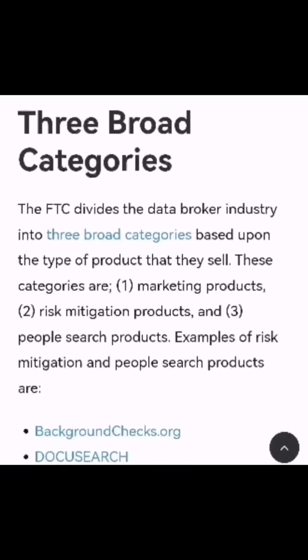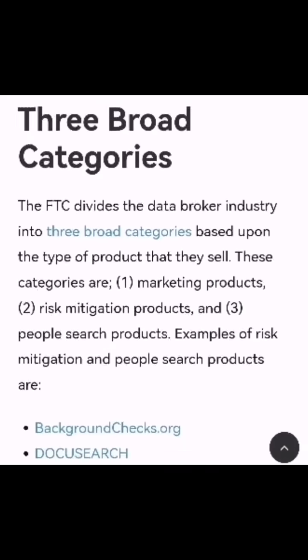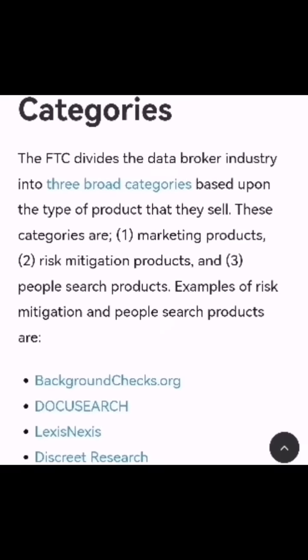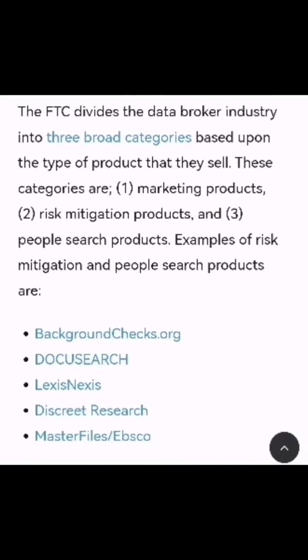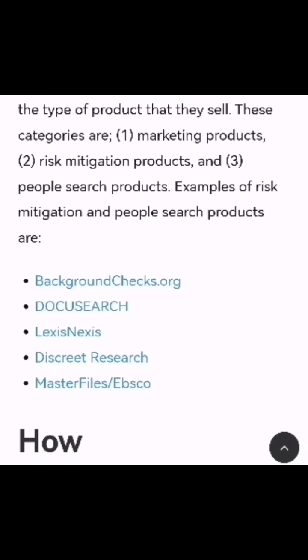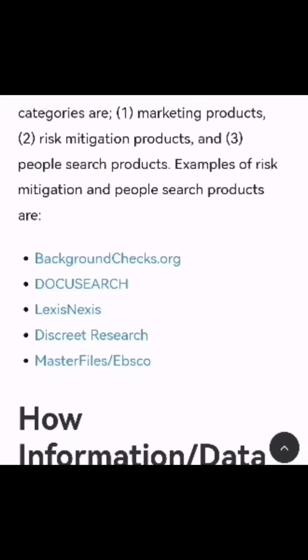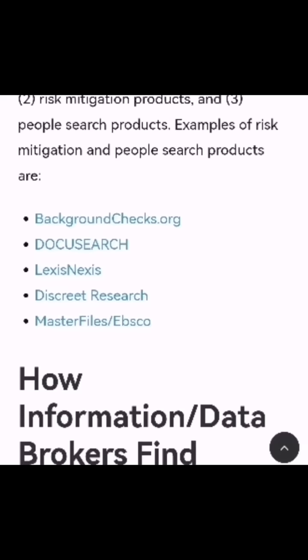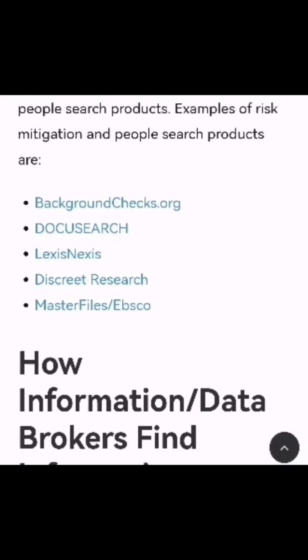The FTC divides the data brokers industry into 3 broad categories based upon the type of the products that they sell, and these categories are: number 1, marketing products; number 2, risk mitigation products; and number 3, people search products.